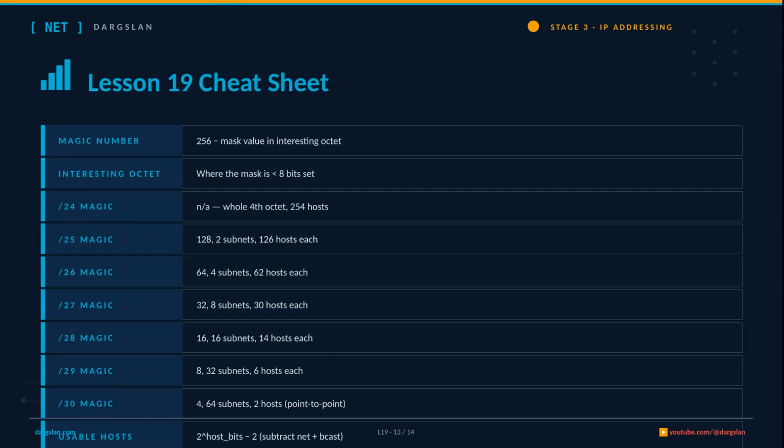And here's your 1-page reference for the entire 4th octet. Notice the beautiful symmetry. As the mask grows by 1 bit, the magic number halves, the subnet count doubles, and the usable hosts shrink accordingly. A /25 splits a network in 2, a /26 into 4, all the way down to /30, the classic point-to-point link with just 2 usable addresses. Screenshot this one, pin it above your desk, and within a week, you'll know it cold.